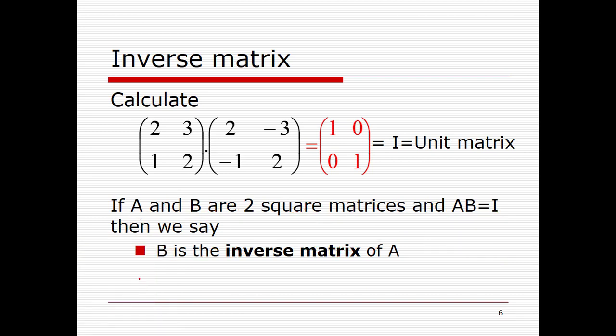If we look at this on this sheet, the unity matrix is the one given with 1, 1 on the left diagonal, and the two matrices which give this result are called inverse matrices. So B is the inverse matrix of A, and we write this as A minus 1.